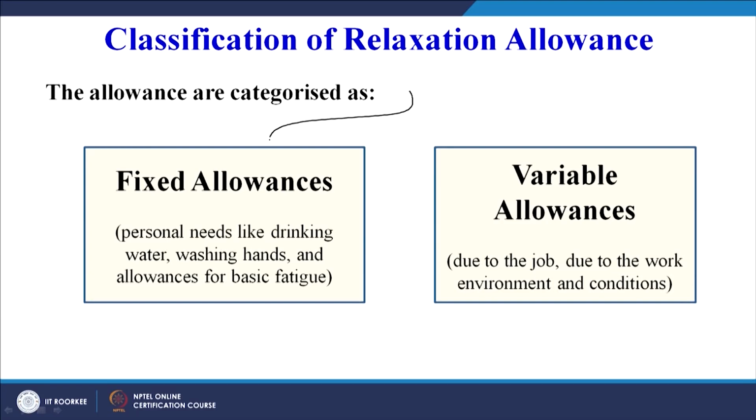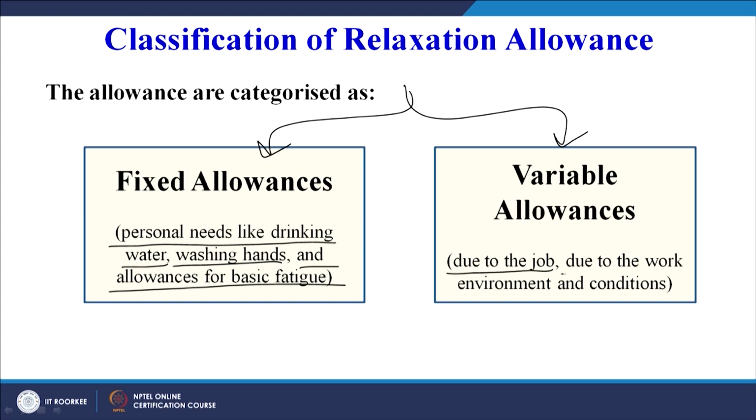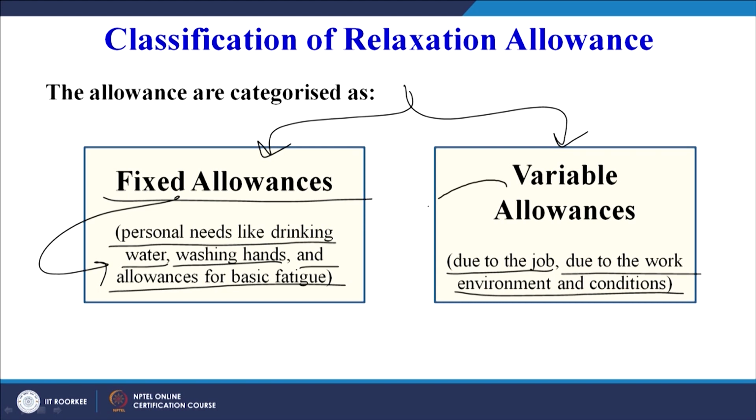Now, relaxation allowance can further be classified as fixed allowances and variable allowances. Fixed allowances are for personal needs like drinking water, washing hands, and allowances for basic fatigue. Variable allowances are due to the nature of the job, the work environment and the conditions. So, we can have fixed allowances for all these and variable for all this. Now, due to the job, as I have already explained, it can be an office job or a shop floor hard labor job. So, depending upon the job, we can give the variable allowances.